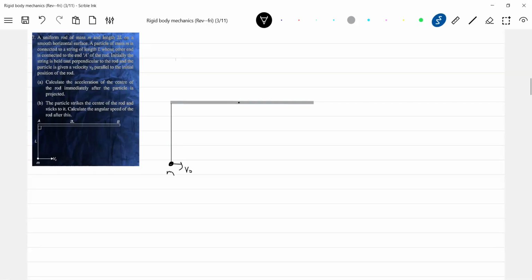And initially the rod is of length, keep it like this. So the length of the string is L. The rod is attached, there's a string. The moment you project it with a velocity, the string will be taut. The tension will act. This tension will accelerate the center of mass and also will set up a torque.